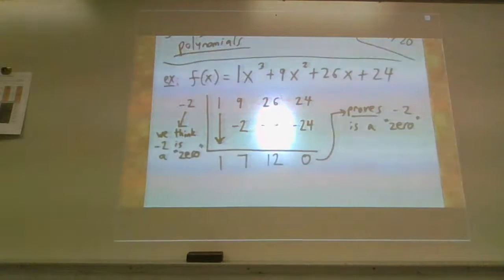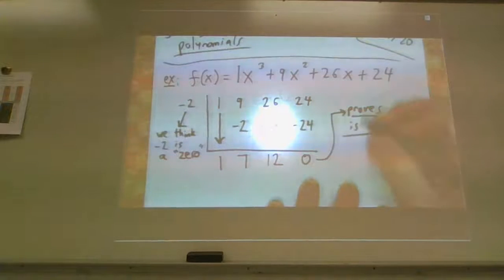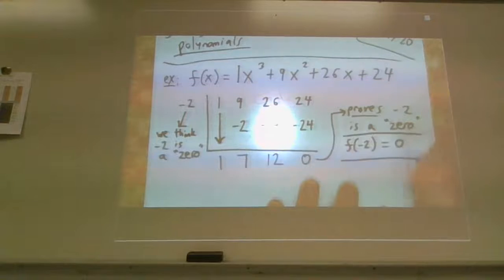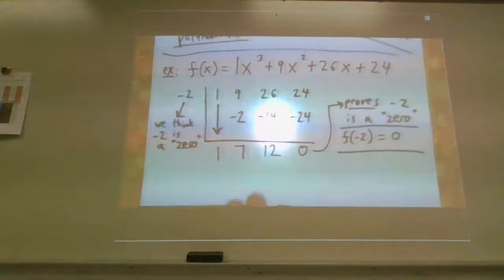You have to be able to prove things. Not only does it prove that negative 2 is a 0, it shows you that f of negative 2 is equal to 0. That's a definition that we wrote down last time.